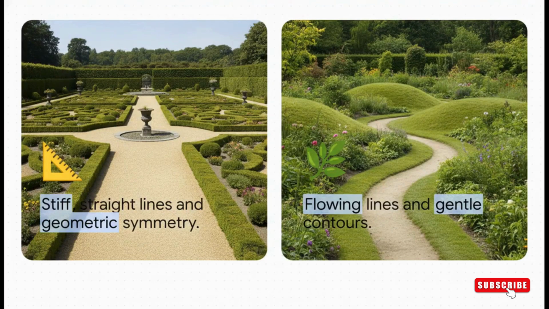So it really boils down to two main schools of thought. First, we have formal gardens. Think precise, stiff, straight lines, perfectly trimmed hedges, and geometric symmetry built around rigid central axes. Then on the flip side, we have informal gardens. These totally disguise their underlying human framework to imitate nature, using flowing lines, gentle contours, and irregular natural shapes. It's a completely different vibe.